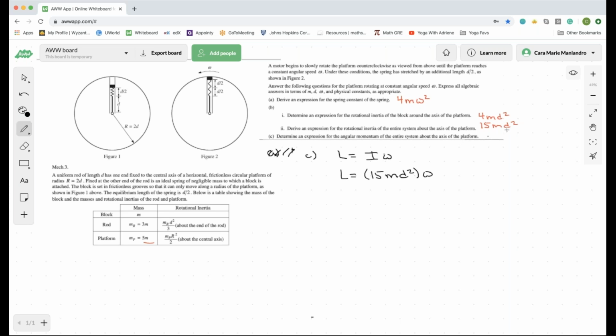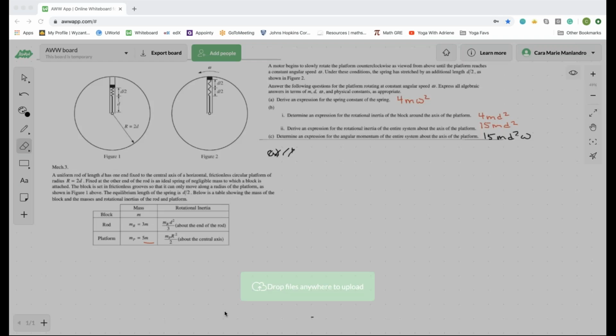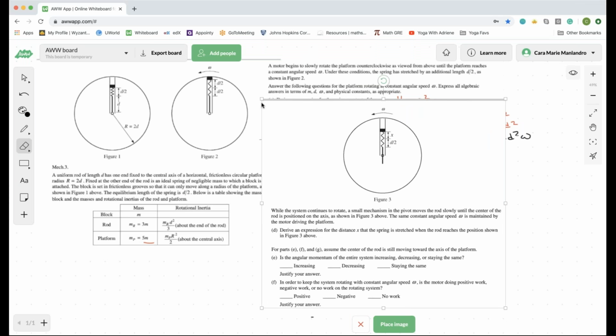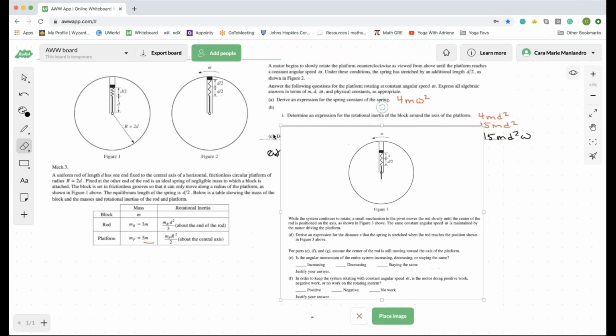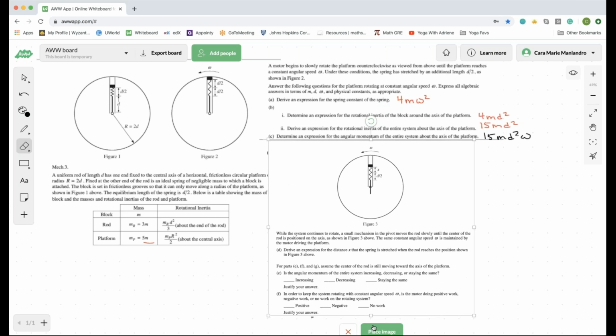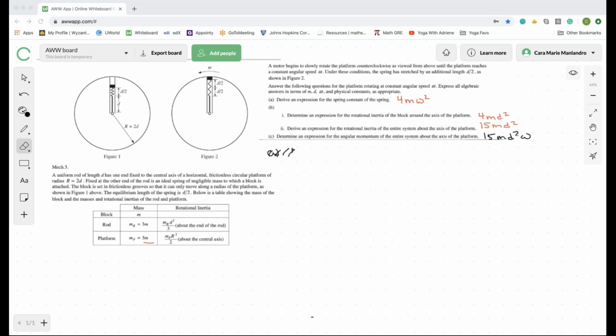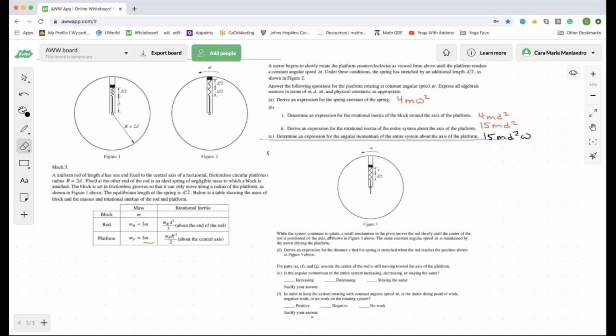All right, I'm going to put this up here. Sorry, it's a little small. So for part D, if you can read it, it says derive an expression for the distance x that the spring is stretched when the rod reaches the position shown in figure 3.